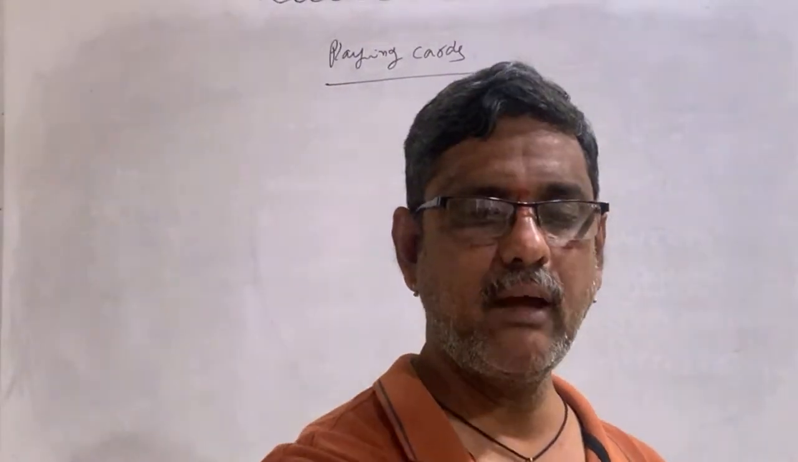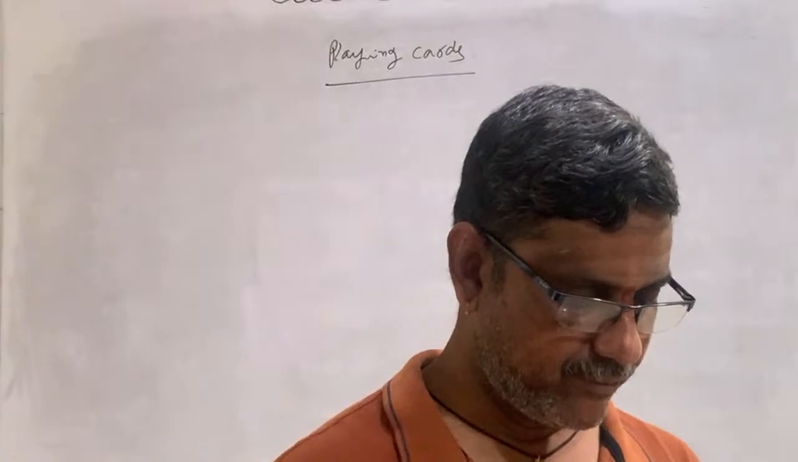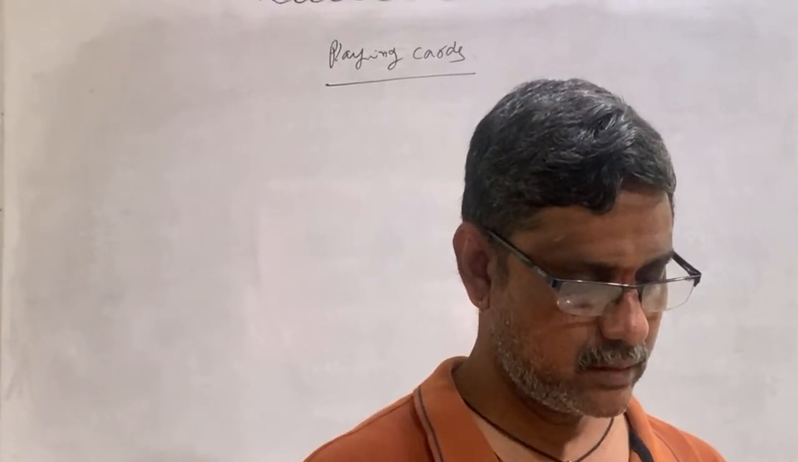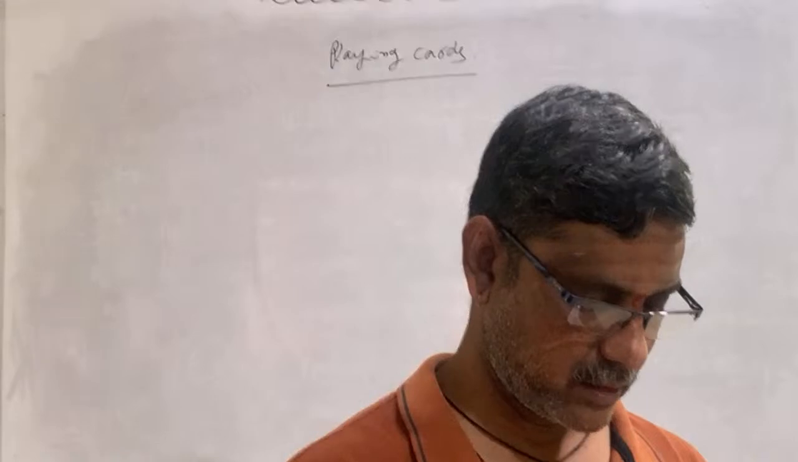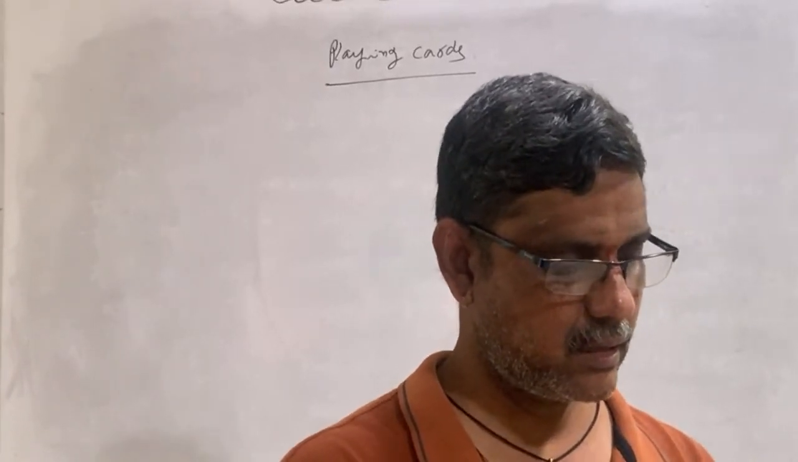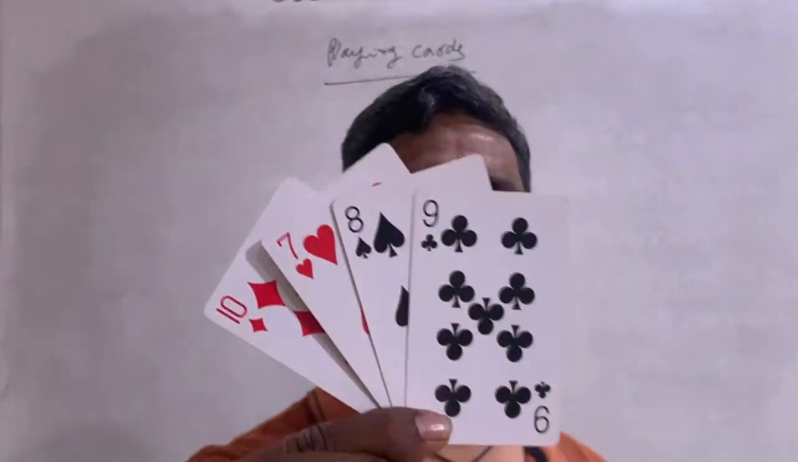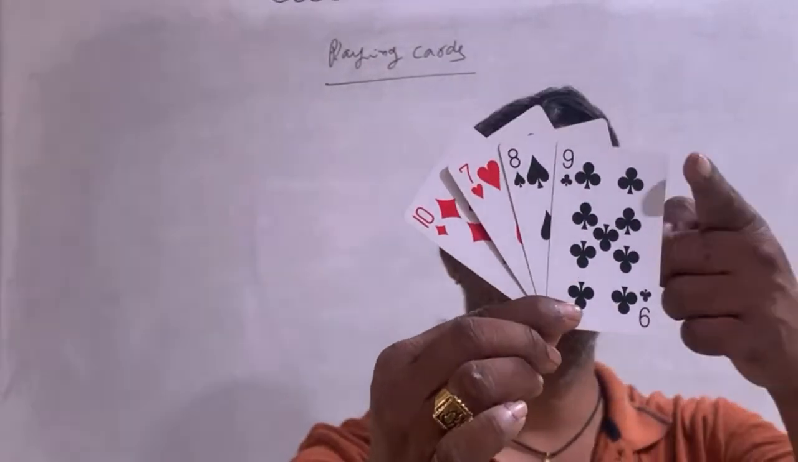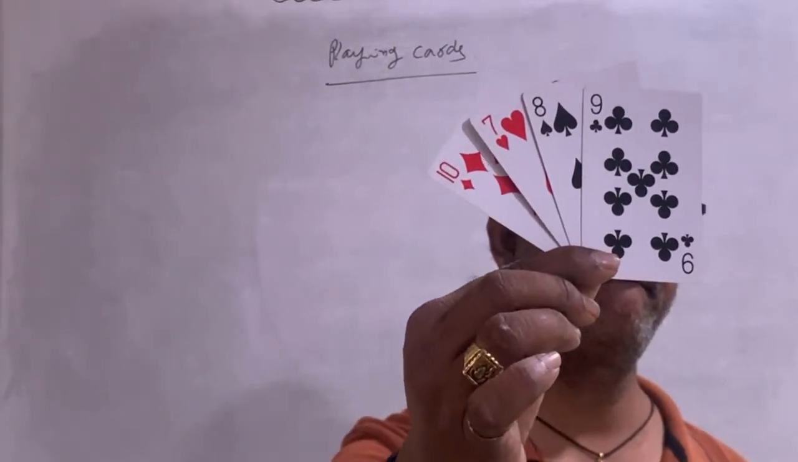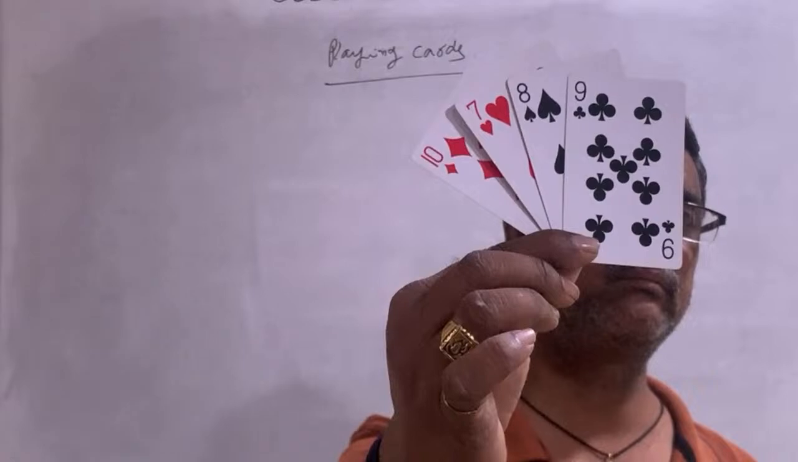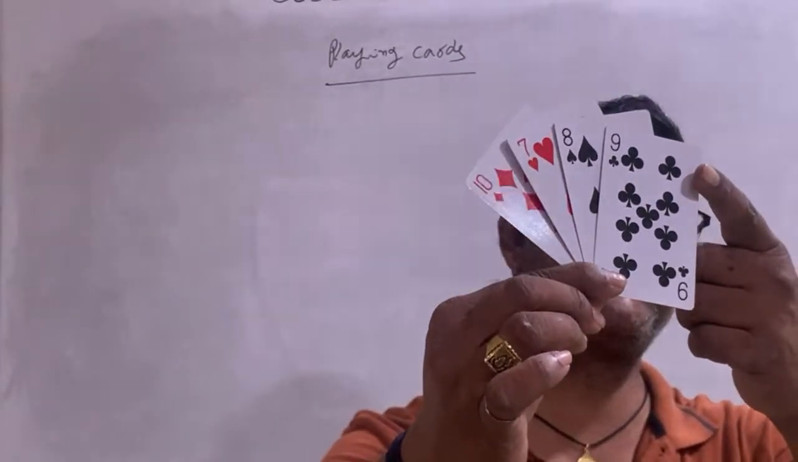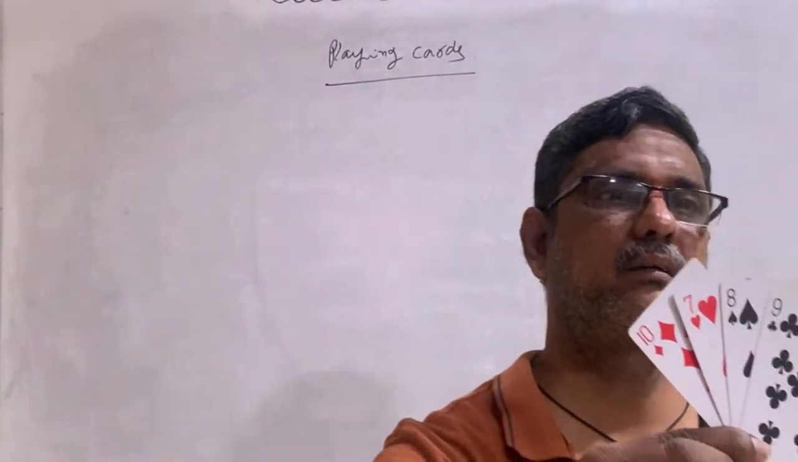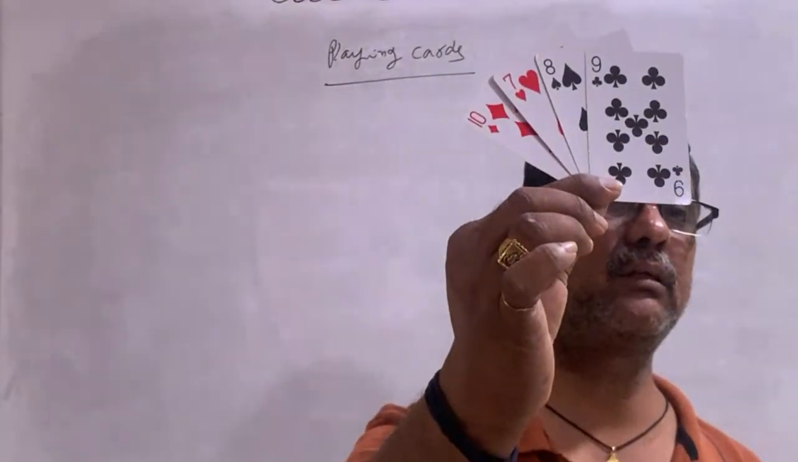So, out of 52 cards, we have two colors and four shapes. So this is clubs, spades, hearts, diamonds. Okay, na?